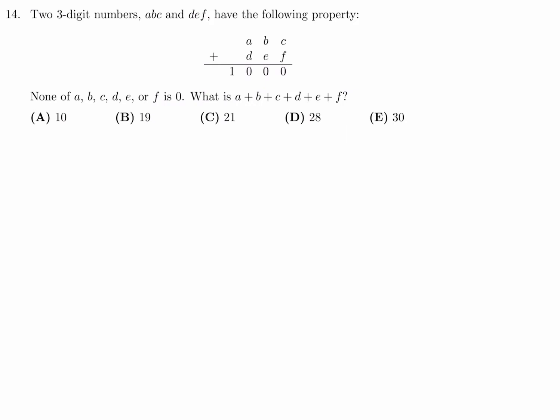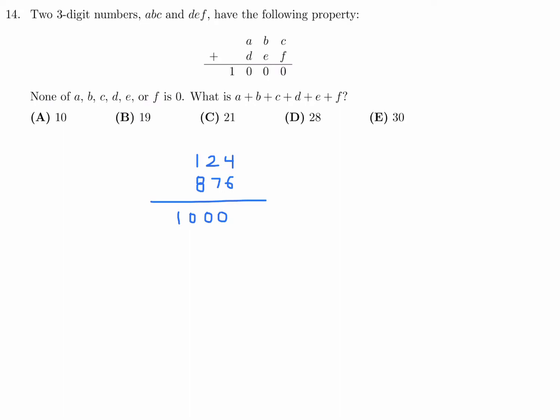Two 3-digit numbers, ABC and DEF, have the following property: ABC plus DEF equals 1,000. None of A, B, C, D, E, or F is 0. What is A plus B plus C plus D plus E plus F? I don't know if there's a scientific way of doing this other than just trial and error. So I just plug in some numbers, and you can plug in any numbers. For example, these two, when you add them up, they equal 1,000. And they fit our criteria that none of them are 0.